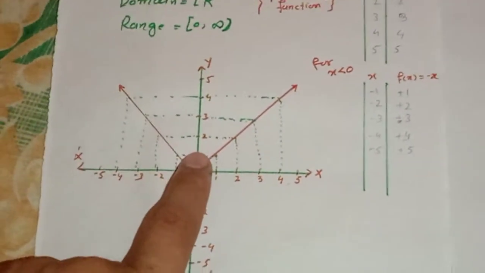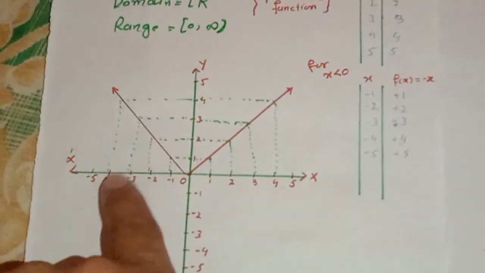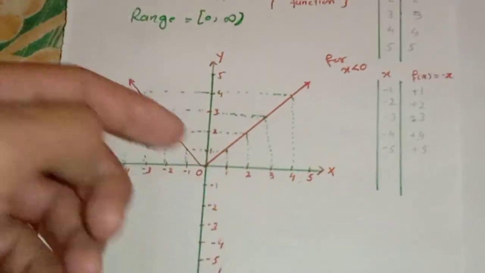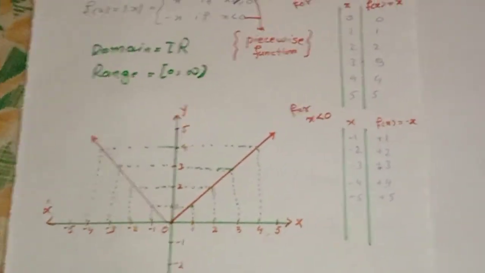When we put minus 1, it will give us 1. When we put minus 2, it will give us 2. When we put minus 3, it will give us 3. When we put minus 4, it will give us 4, and so on. So this is the graph of the absolute value function.